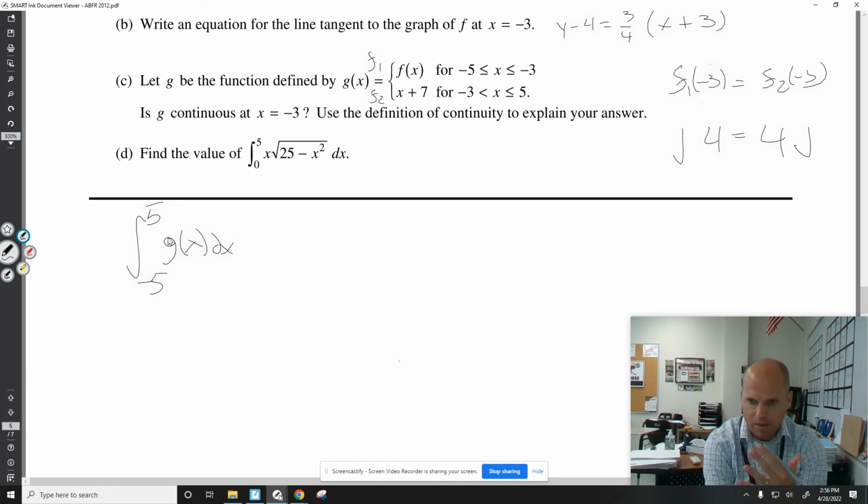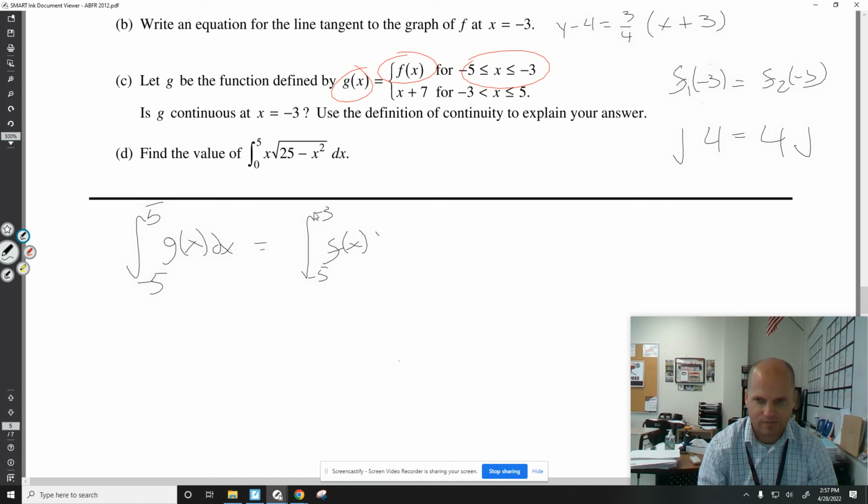A lot of people mess up. We try to use everything all at once. If I give you this question, first of all, you have to understand what you have. g of x is a piecewise function. It should make sense to you that since we're only using f from -5 to -3, that's what I would have. From -5 to -3, I'm going to look at the area under f.